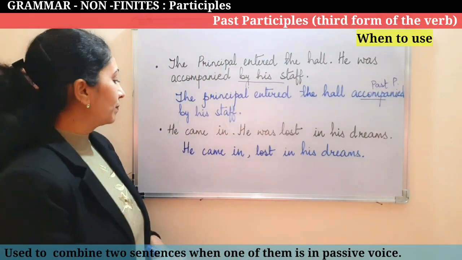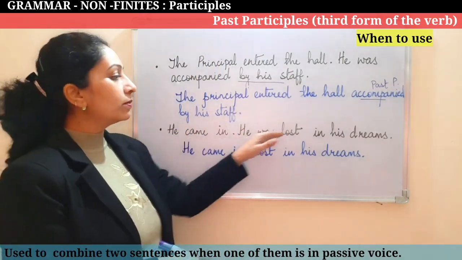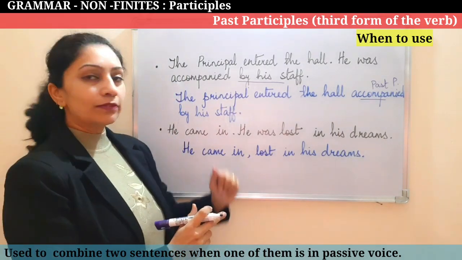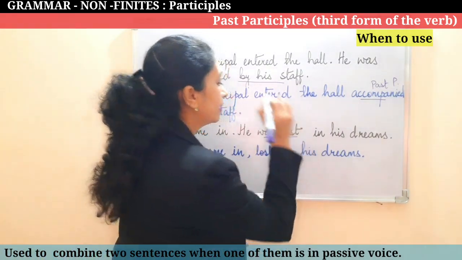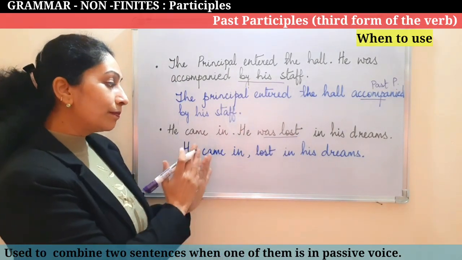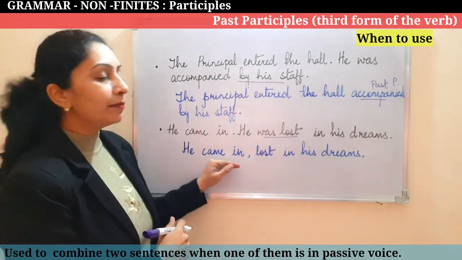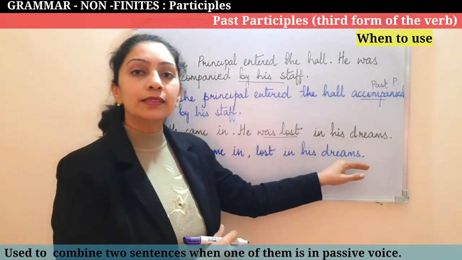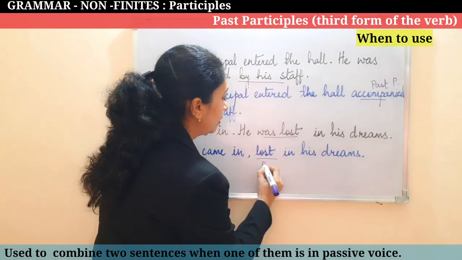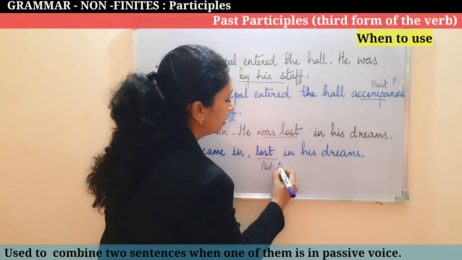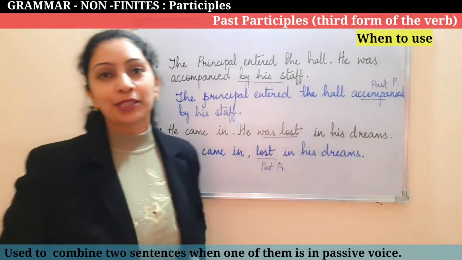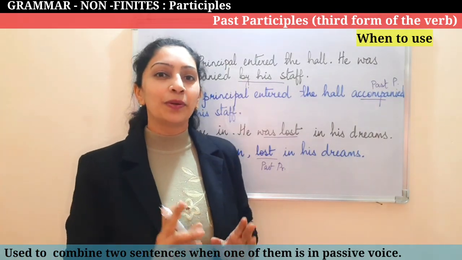Let's look at one more example. He came in, he was lost in his dreams. So what is the passive verb here? Was lost is the passive verb in the second sentence. So when we combine, it comes out to be: he came in, lost in his dreams. Now here, what's the past participle? Lost is the past participle used, and in this way we can join two sentences using past participle non-finite verb.